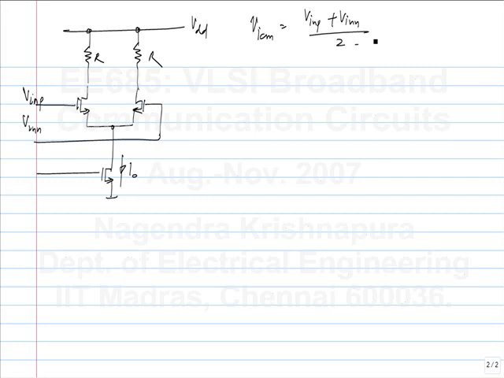So what is the constraint? The current source should remain in saturation. This is M0, M1 and M2. So what is the constraint for it to remain in saturation? It should be greater than what? Vt plus Vd sat of M1, M0.